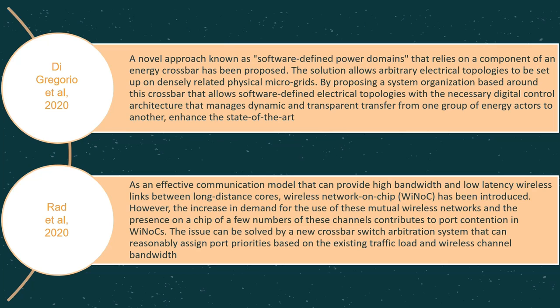And lastly, an article written by Reza in 2020 states that an effective communication model that can provide high bandwidth and low latency wireless links between long distance cores, the wireless network on chip, WNoC, has been introduced. However, the increase in demand for the use of the mutual wireless network and the presence on a chip of a small number of these channels contributes to port contention in WNoC. The issue can be solved by a new crossbar switch arbitration system that can reasonably assign port priorities based on the existing traffic load and the wireless channel bandwidth.